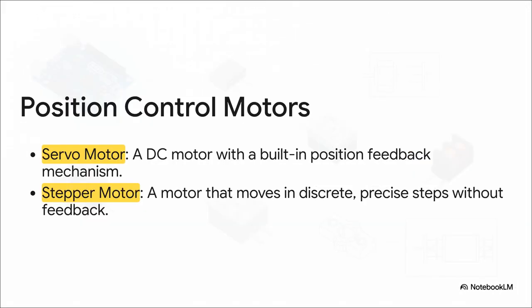Now for controlling position, we've got a couple of other specialized players. First up is this servo motor. Think of it as a DC motor that's smart. It has a built-in sensor that's always reporting its exact position back to the controller. This lets it move to a very precise angle and hold it there, even if something tries to push it. Then you have the stepper motor. This one's different. It moves in exact, repeatable little jumps or steps. It doesn't need feedback. You just tell it move 50 steps clockwise, and that is exactly what it does.